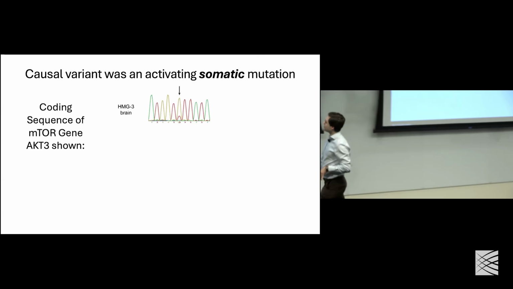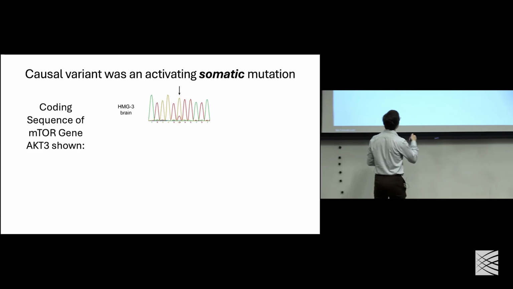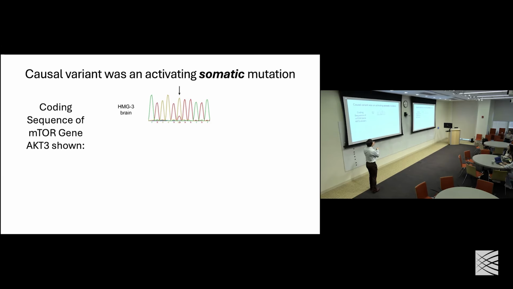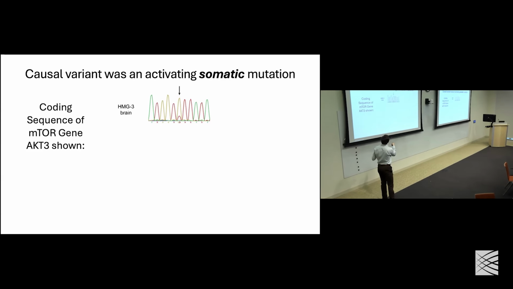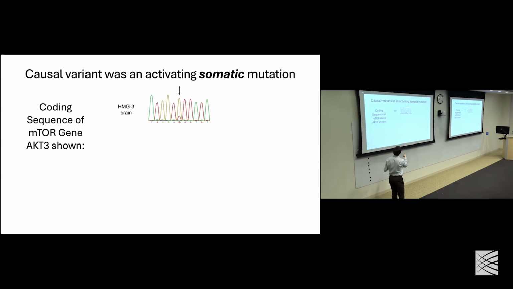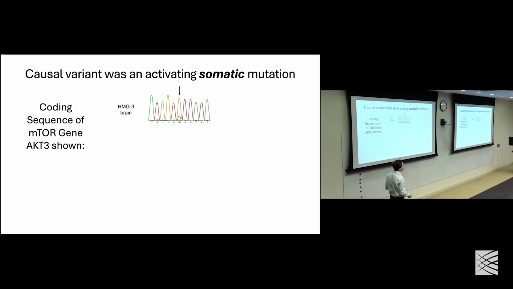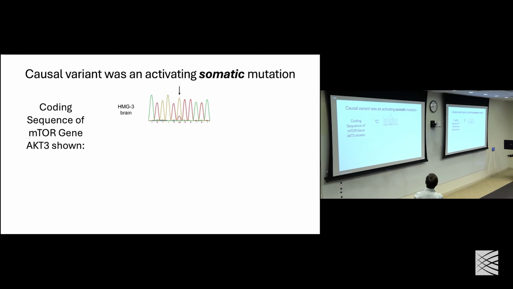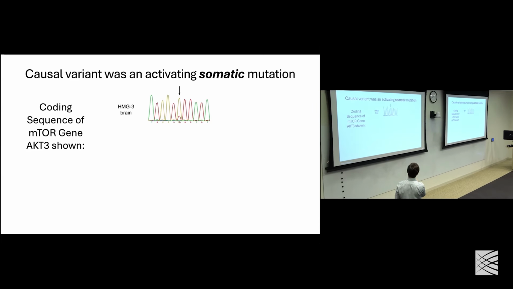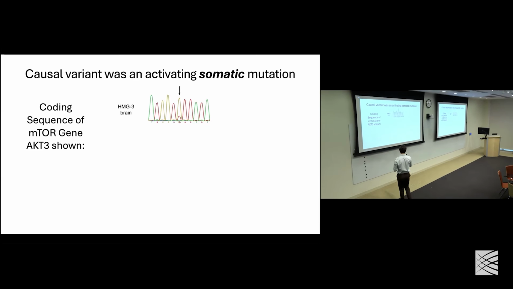So this is a very old style plot. This is a Sanger sequencing plot of the part of the gene AKT3, which is in the mTOR pathway, where we found something suspicious. So we see these peaks here indicating that the sequence of this gene is what we expect it to be. But in this particular location, we don't see one peak in this site, we see two, indicating that in the brain, there are some cells with the mutation. This adenine residue is not what we expect to see in the sequence of this gene.